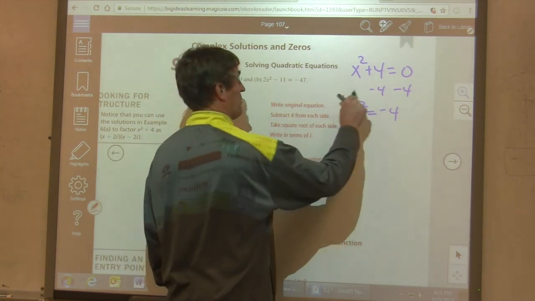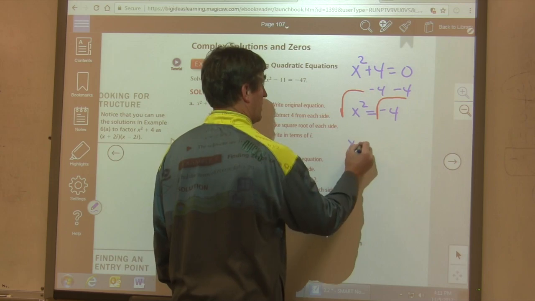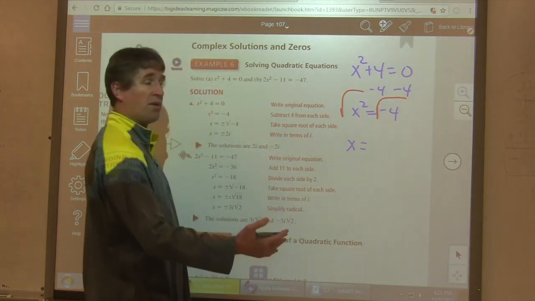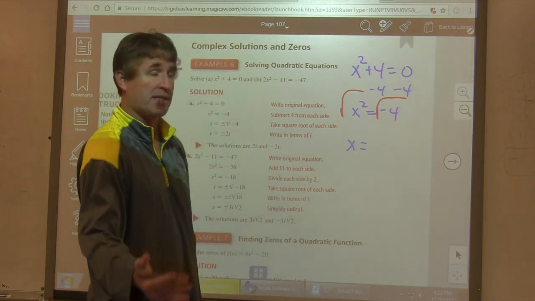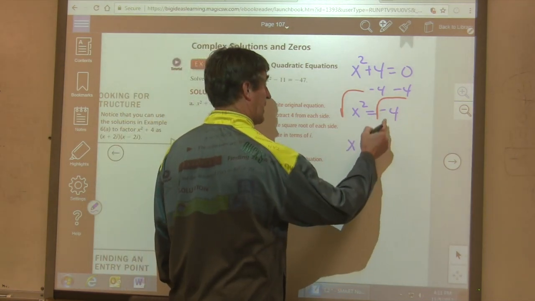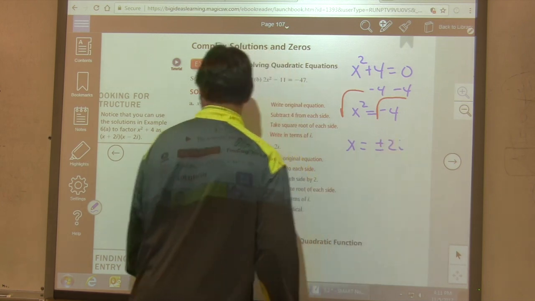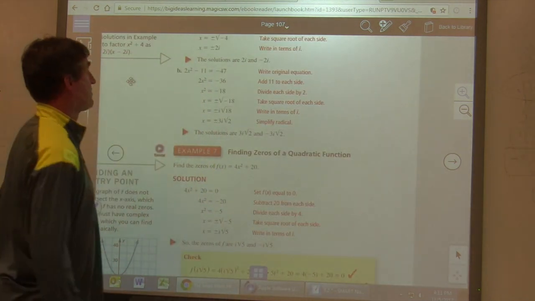Now we take the square root of both sides. So we're taking the square root of -4. The only difference is on this assignment you're going to get some negative numbers. So the square root of -4, again when you're solving it's always plus or minus 2i. So let's look at the second one.